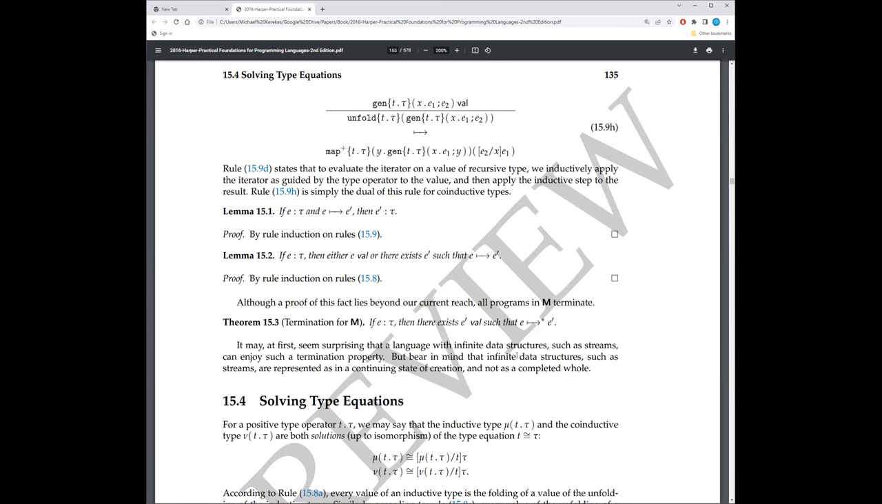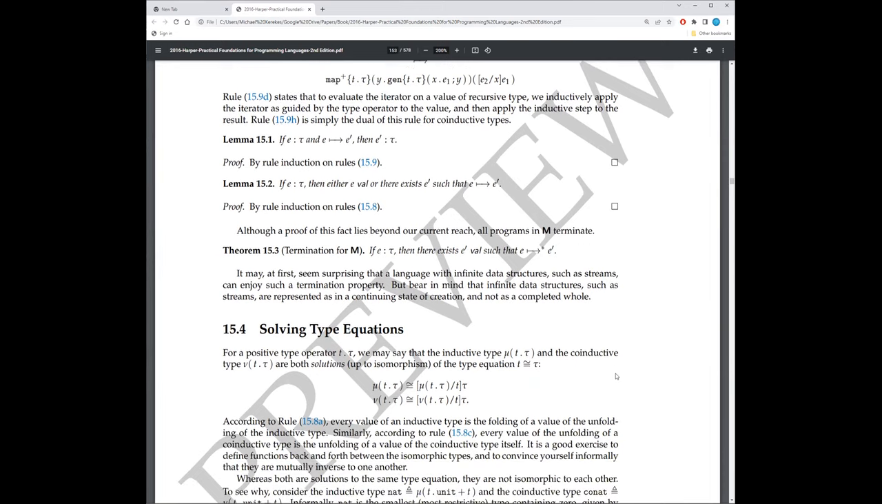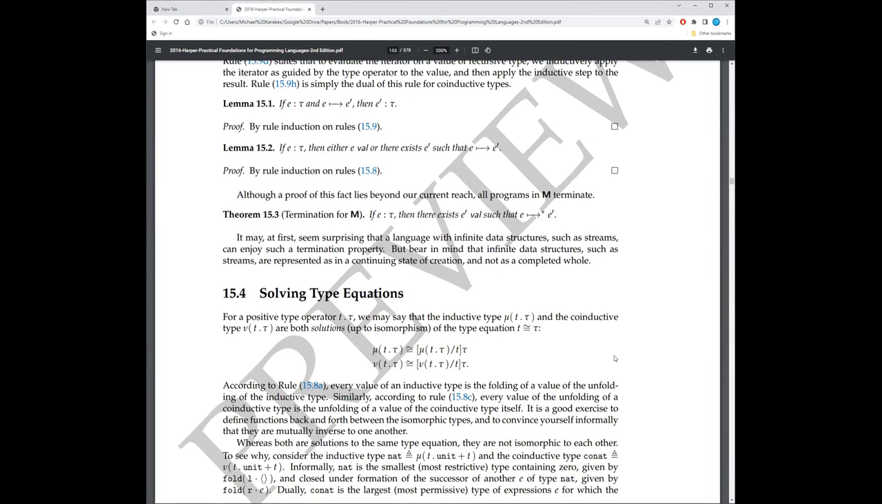It may at first seem surprising that a language with infinite data structures such as streams can enjoy such a termination property, but bear in mind that infinite data structures such as streams are represented by a continuing state of creation and not as a completed whole. It just means that we're calculating elements one at a time. So as long as we're only looking at a finite number of them, it'll end. We'll only do a finite amount of evaluation.